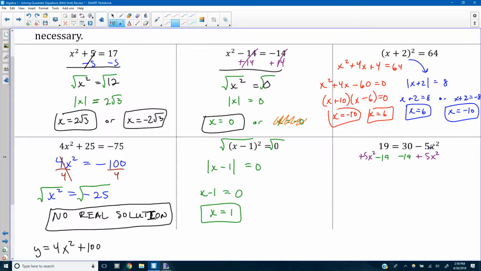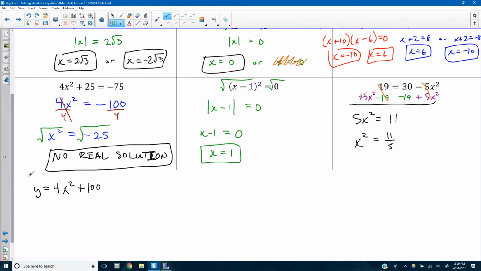So I get some cancellations here and here, and now I have an equation that says 5x squared equals, what is that, 11? 5x squared equals 11, so if I divide both sides by 5, x squared equals 11 over 5. Now do not write this as a decimal. We are going to deal with fractions as we have for simplifying radicals previously. And we have to do that in this form again.